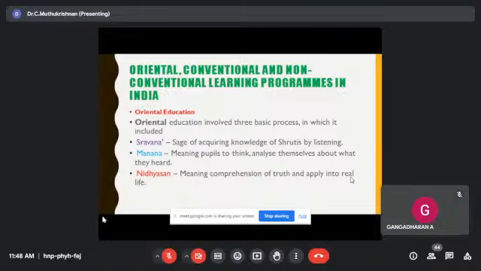Like that, this is what is meant by Sravana, Manana and Nidhyasan. Sravana is the Shrutis by listening. We have to listen properly, think about it, analyze it, and apply what we have heard. That is Manana. And Nidhyasan is the comprehension of the truth and applying it into real life. This is Oriental education. Oriental education involves three basic processes: Sravana, Manana, and Nidhyasan.